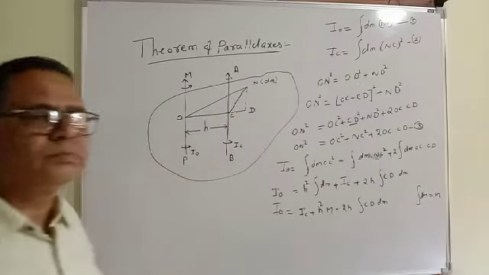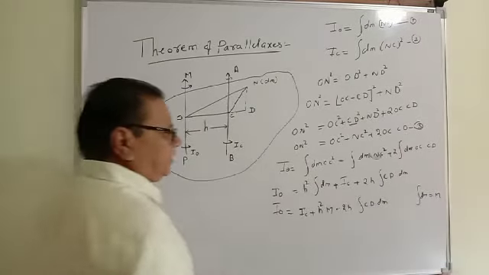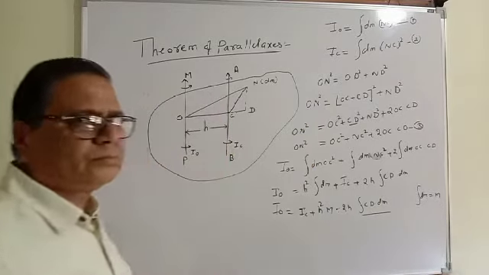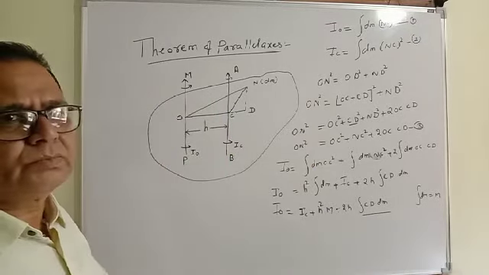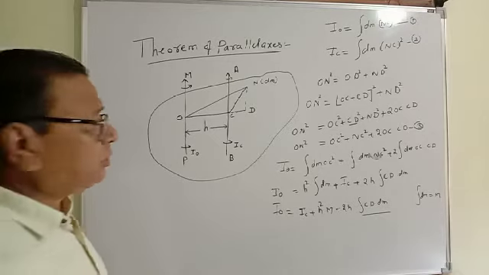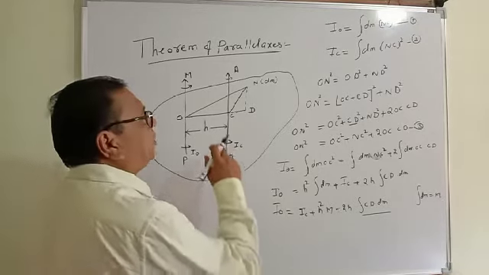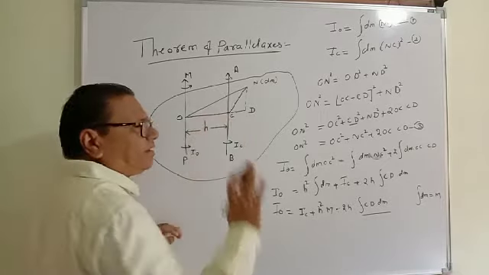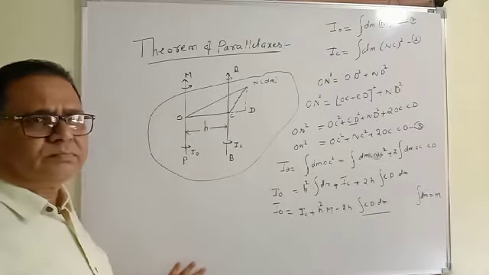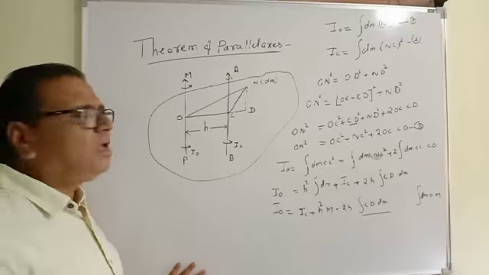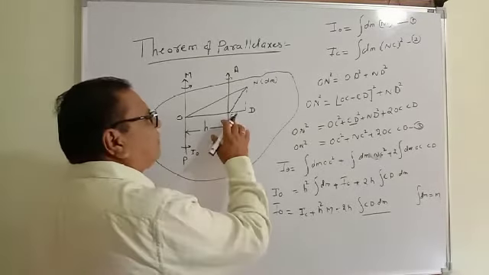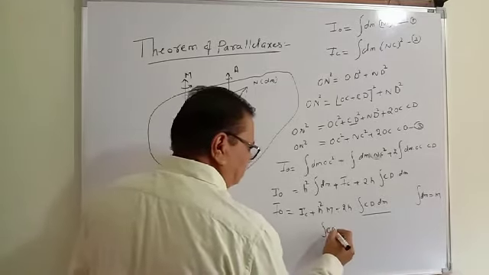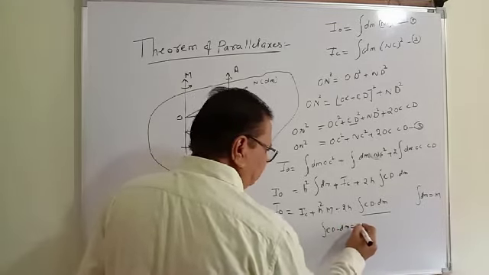Now, in this expression, the term CD DM. Distribution of mass of the rigid body about the center of mass is symmetric. Hence, integration of CD DM is equal to 0.